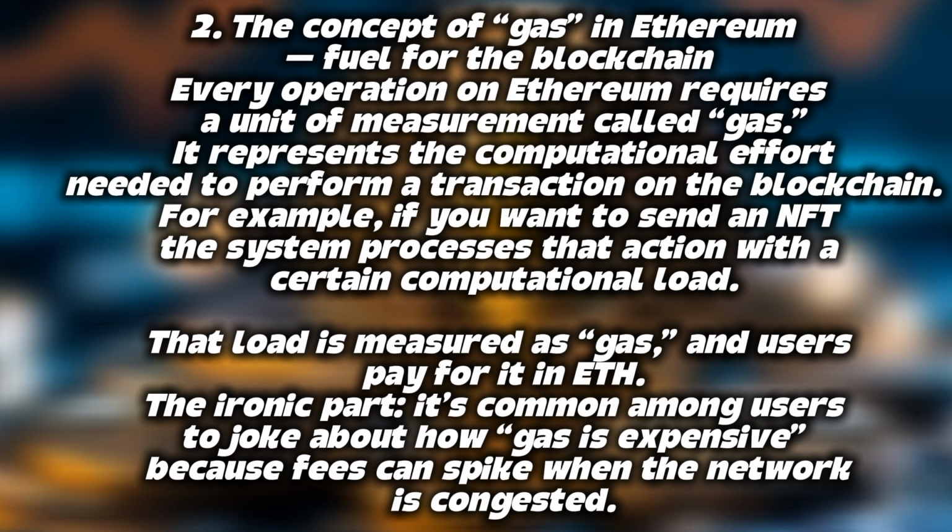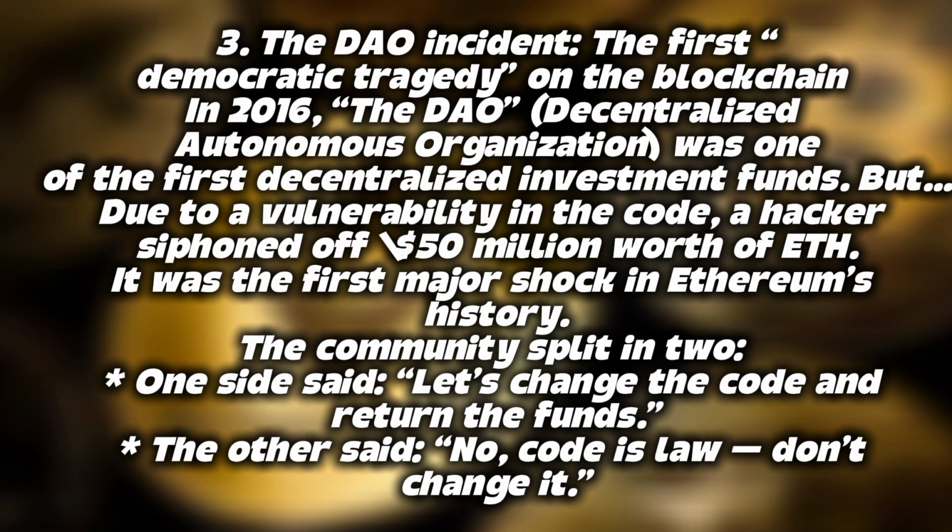3. The DAO incident, the first democratic tragedy in blockchain. In 2016, the creation of the DAO, Decentralized Autonomous Organization, marked one of the first decentralized investment funds. However, a hacker drained $50 million worth of ETH due to a security vulnerability. This incident was a significant disruption in Ethereum's history.